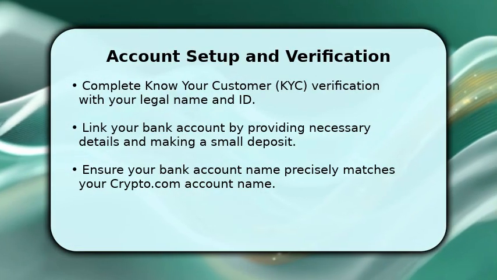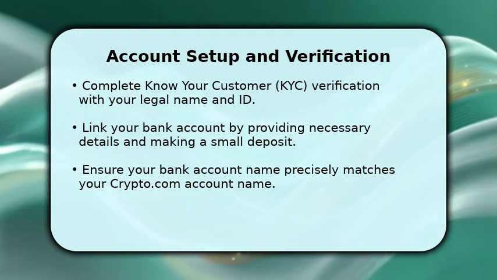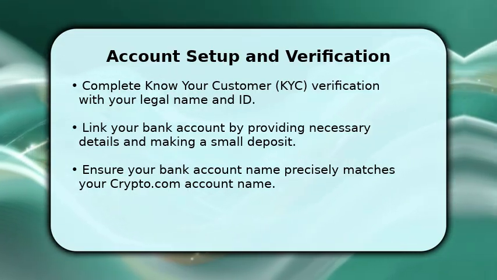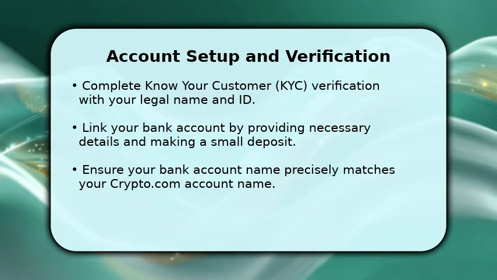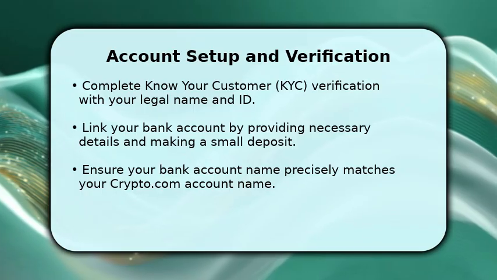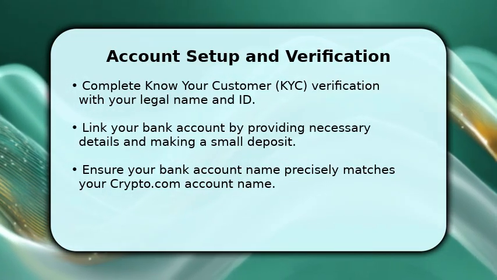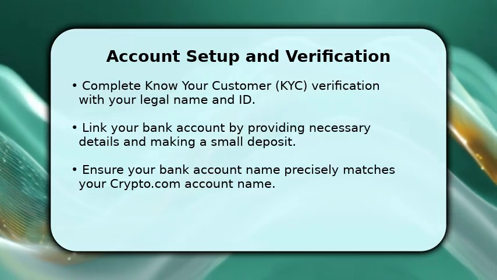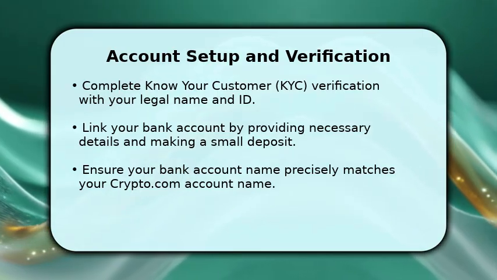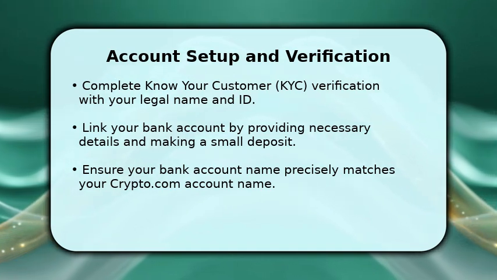Before you can withdraw your crypto, your Crypto.com account needs to be properly set up. First, ensure you've completed the Know Your Customer or KYC verification process, which involves providing your full legal name and a government-issued ID. Next, link your bank account by adding its details and often making a small initial deposit for verification. It's crucial that your bank account name exactly matches your Crypto.com profile to avoid delays. Finally, convert your crypto assets into your preferred fiat currency, like US dollars or euros, within the app's fiat wallet.